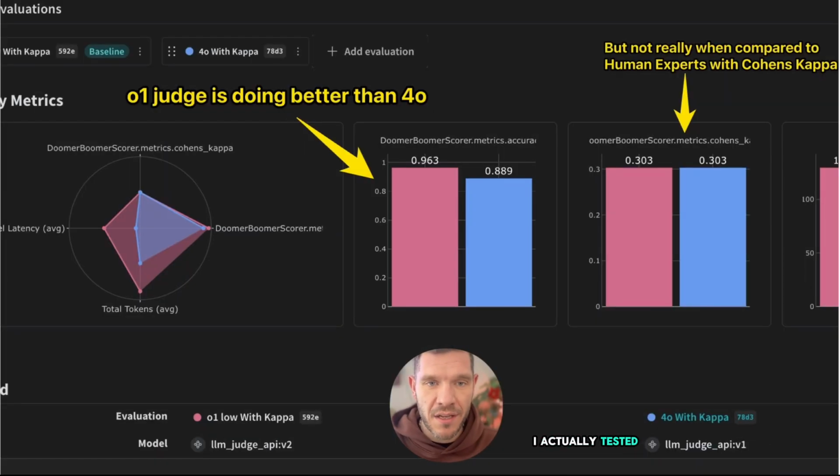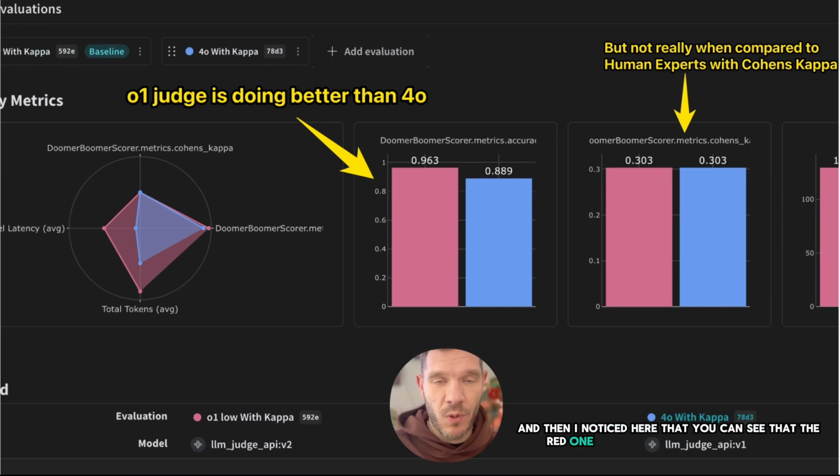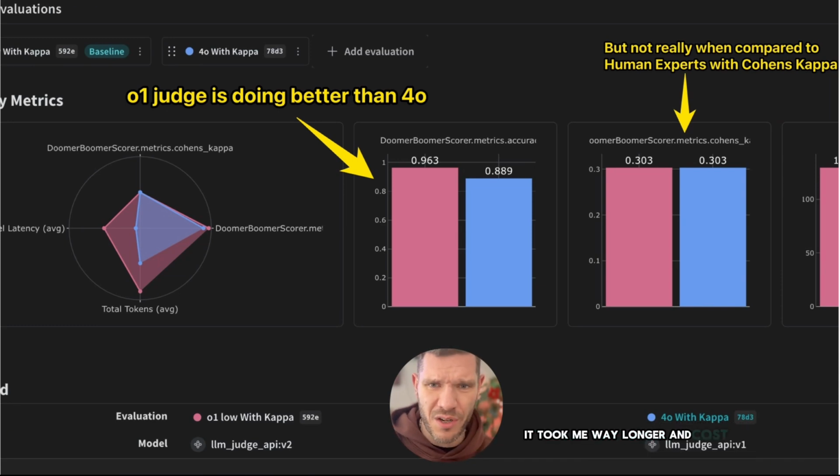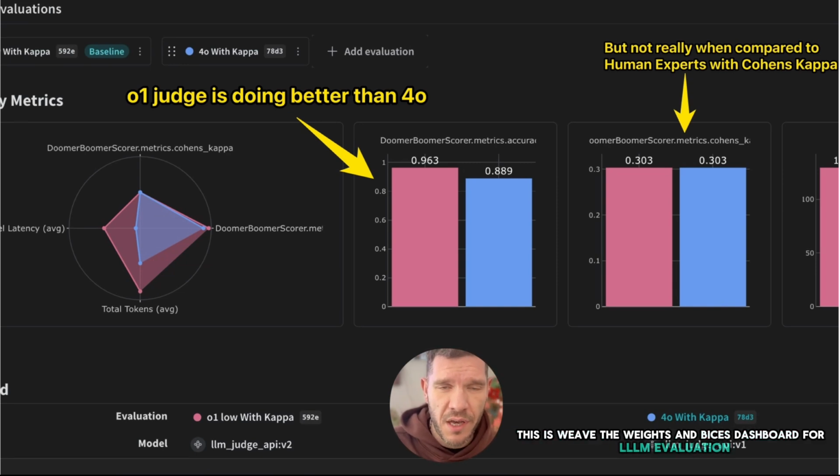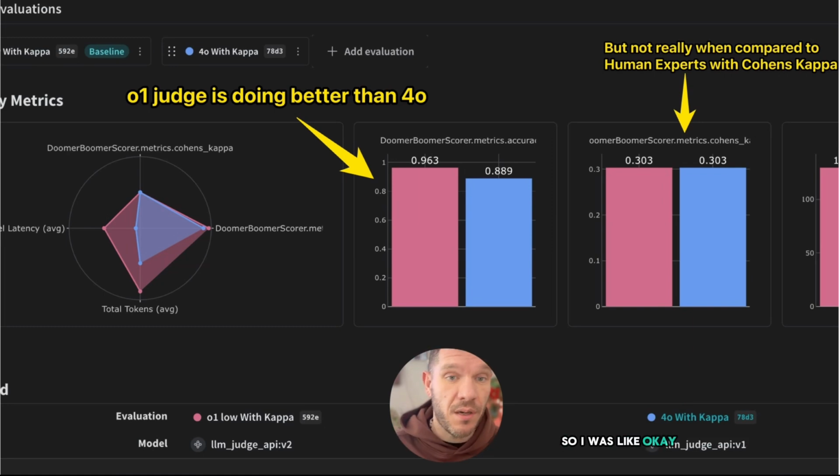I actually tested on my data set 2 judges. One of them was 4.0, and then I used an O1 judge, LLM as a judge. And then I noticed here that you can see that the red one, it was the O1 judge, the reasoning thinking judge. It took me way longer and cost me much more, but it got 96%. This is Weave, the Weights and Biases dashboard for evaluation. And then my GPT-4 judge was 88%. So I was like, okay, this is a better judge.